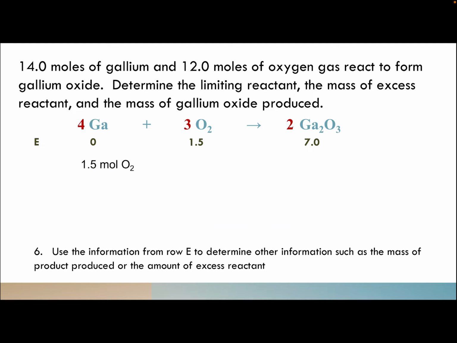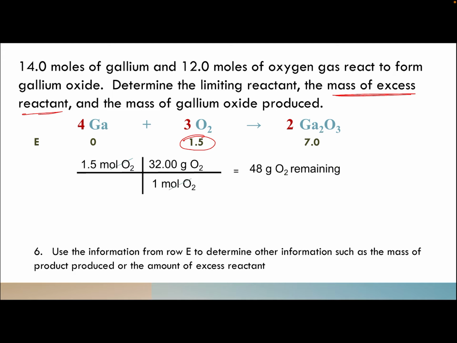Determine the mass of the excess reactant. So we want to figure out the mass of our oxygen. We know that we have 1.5 moles of oxygen, but how many grams is that? So you can make a quick little train track or however you'd like to do this. For every 1 mole of oxygen, that's 32 grams. We make sure our units cancel. That gets us 48 grams of oxygen that are left over. All I did was convert my 1.5 moles of oxygen into grams.